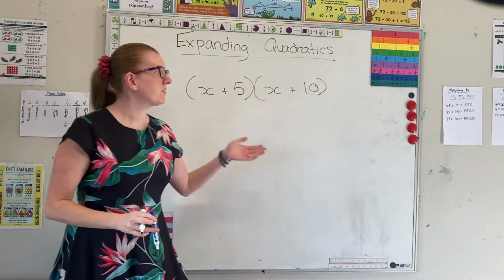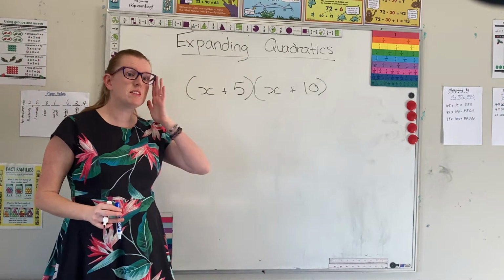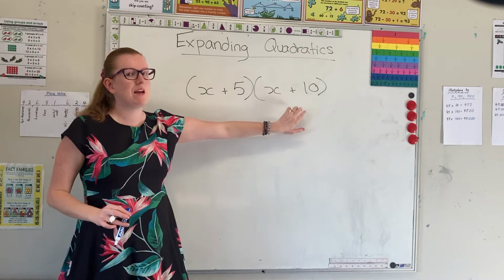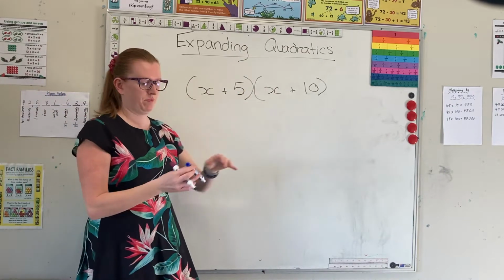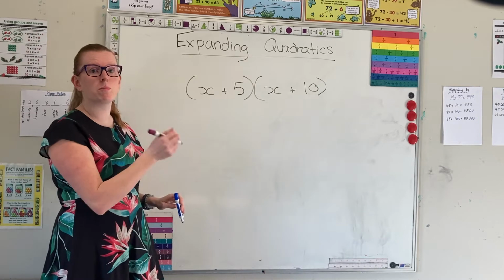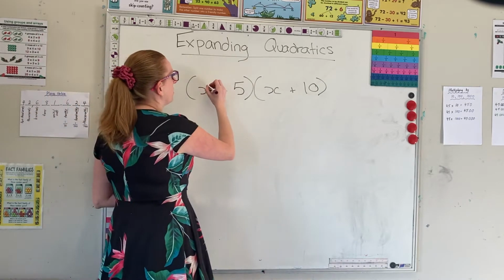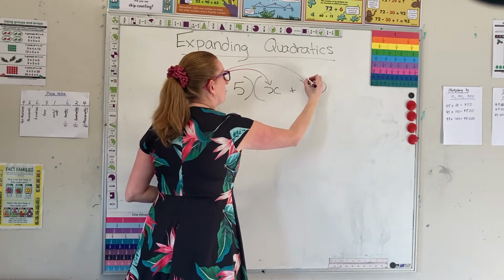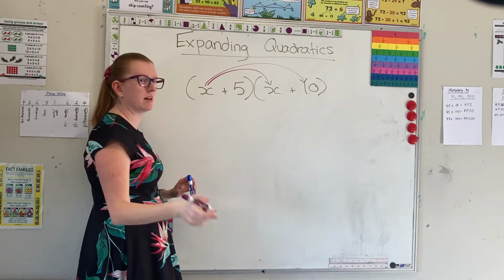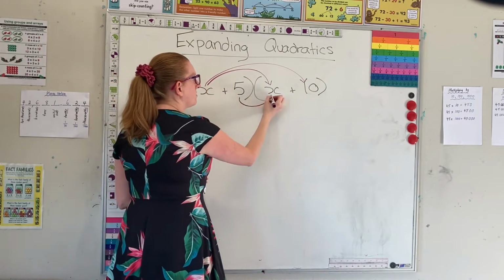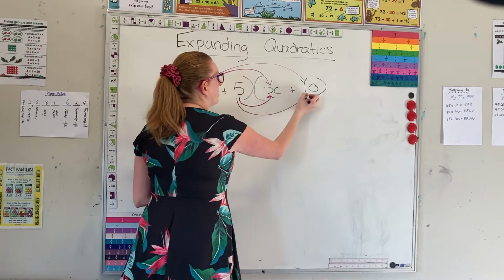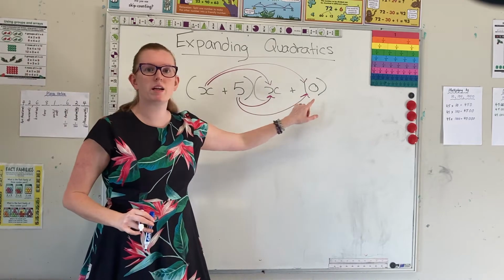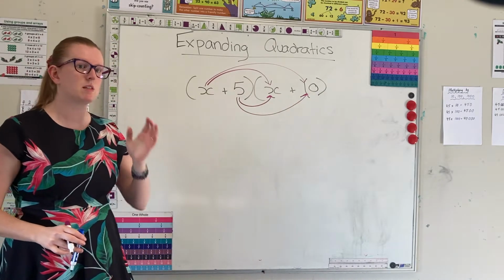Okay, now we've got another 2 sets of brackets with stuff inside. Everything inside the first bracket multiplies with everything inside the second bracket. Okay, so I'm going to draw arrows to remind myself. So I'm going to go x times x, and I'm going to go x times 10. But I don't stop there. I also have to multiply 5 times x and 5 times 10. So because there's 2 components inside each bracket, I need to multiply 4 times.